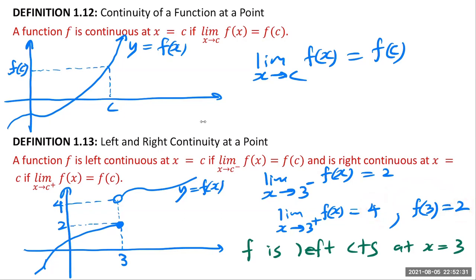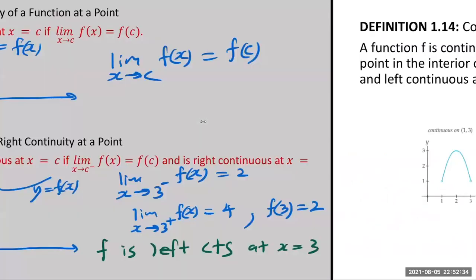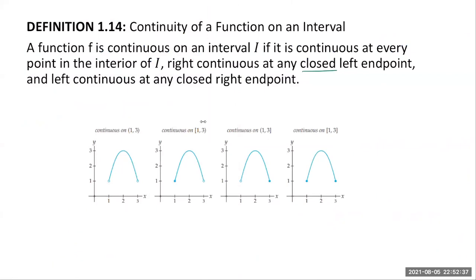All right. So let's move on to the next definition. This definition is about when do we say a given function is continuous on a given interval. Here is the definition. A function f is continuous on an interval I if it is continuous at every point in the interior of I, right continuous at every closed left endpoint, and left continuous at any closed right endpoint. Let's look at a few examples to understand this.